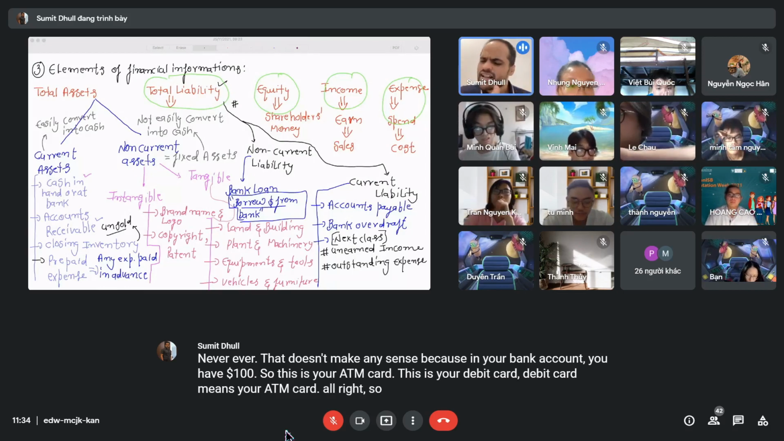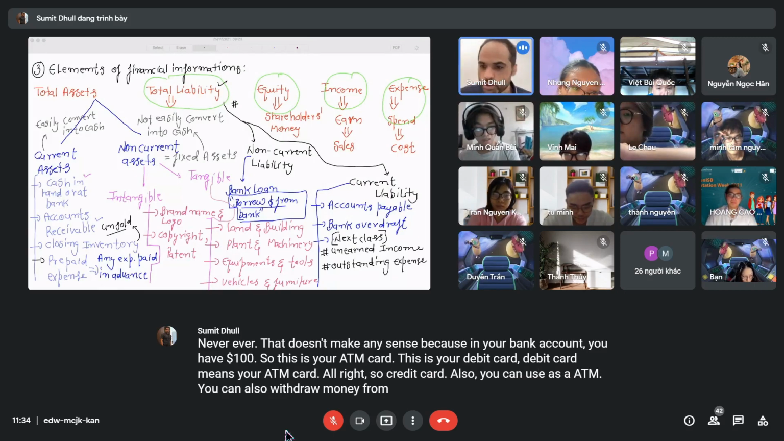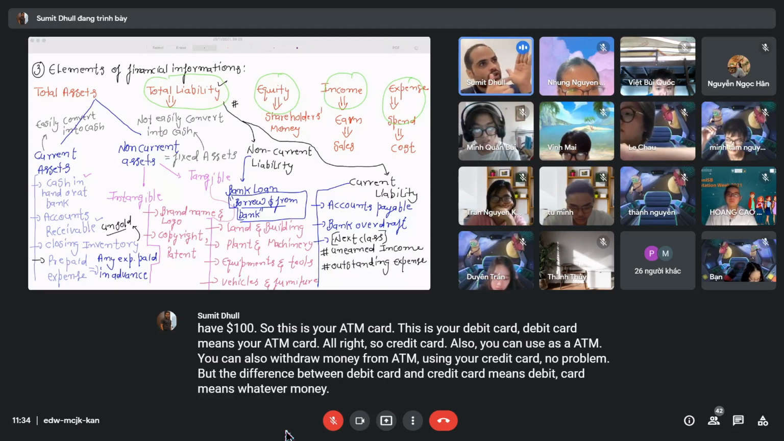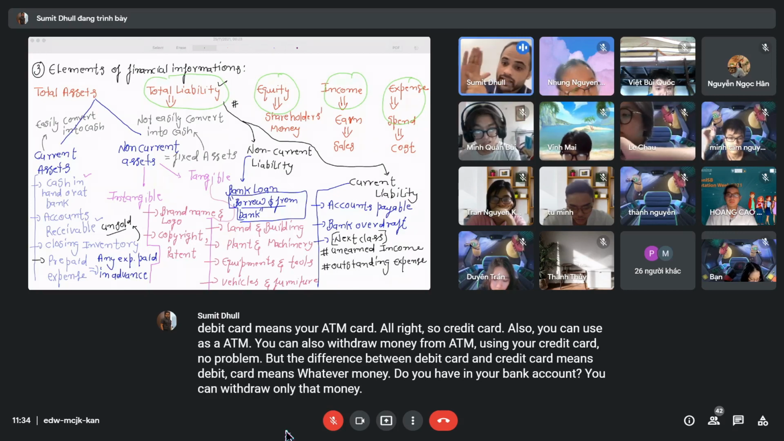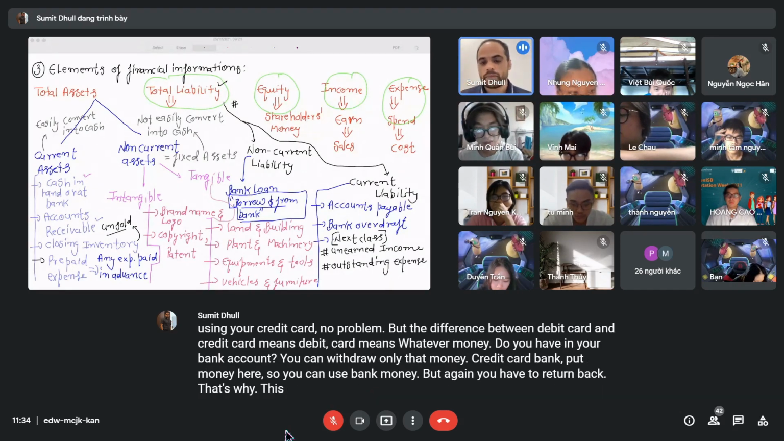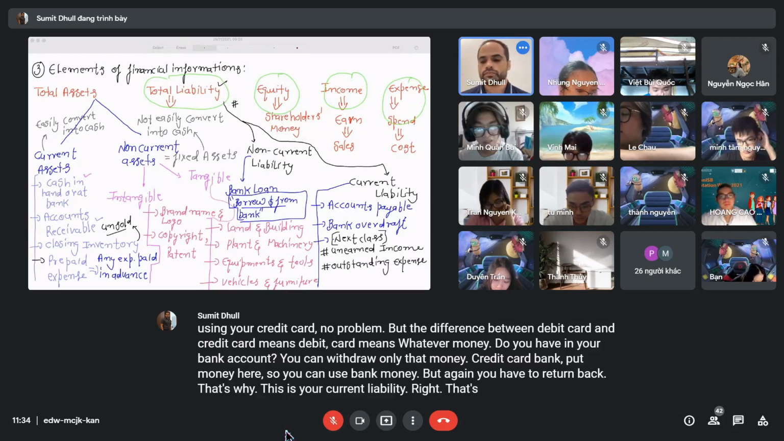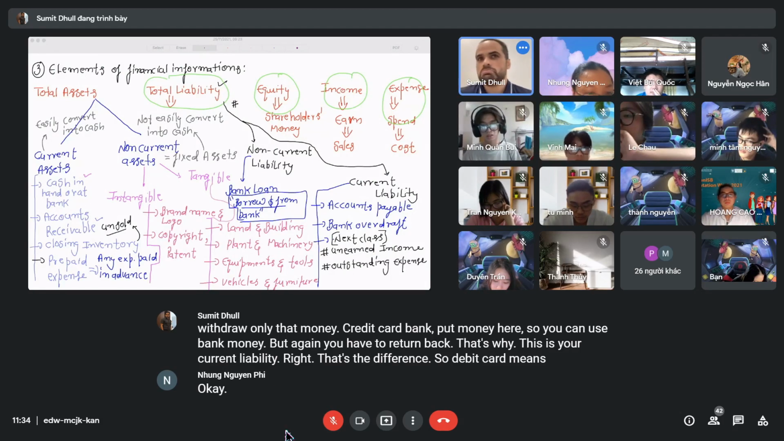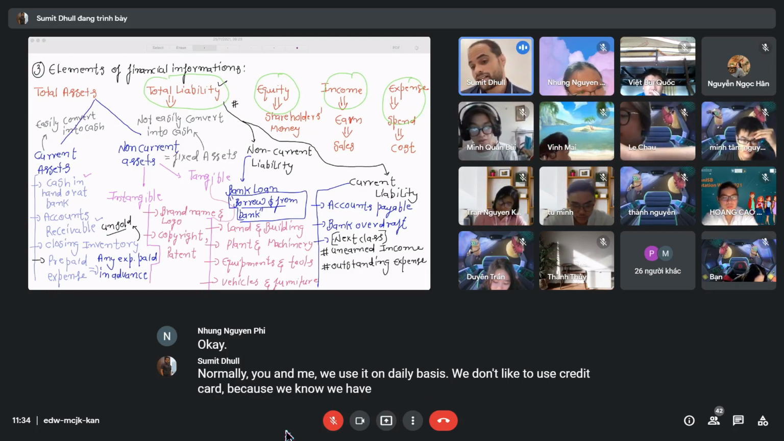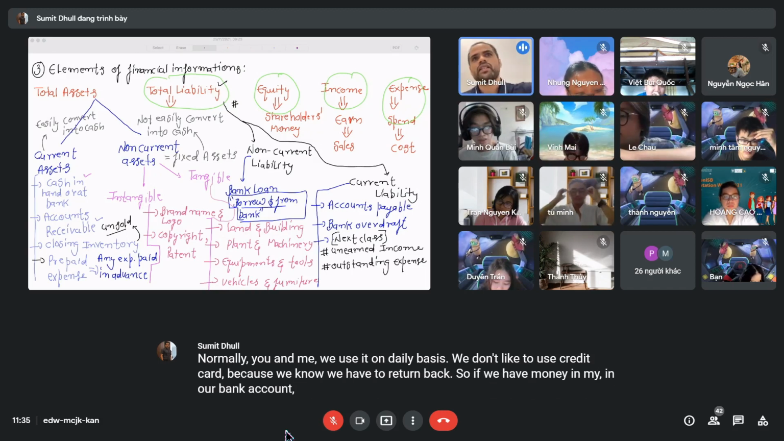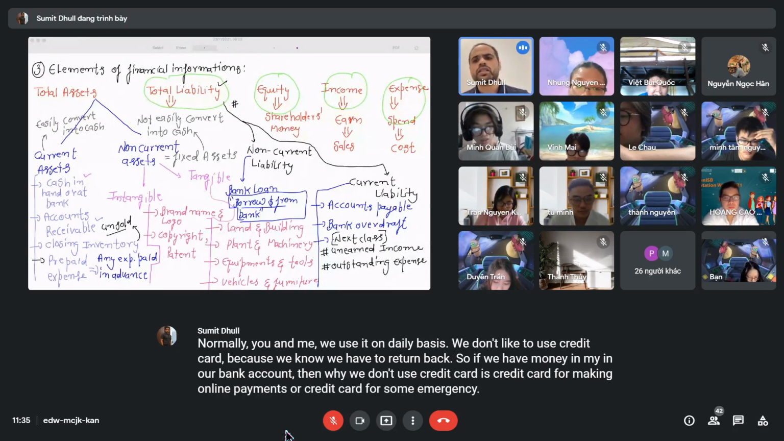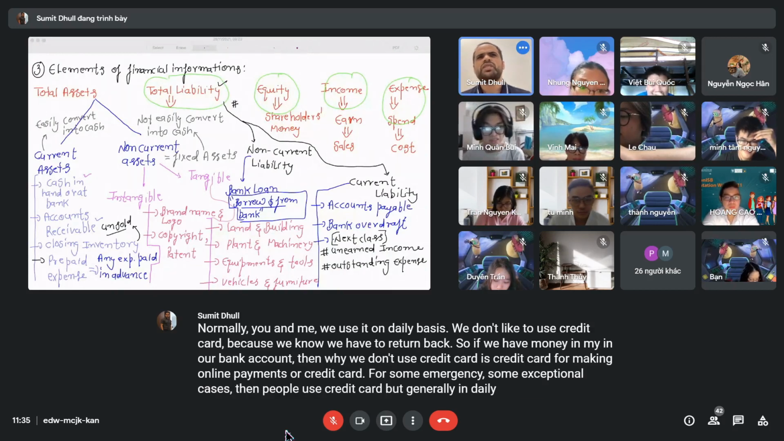All right. So credit card you can also use as an ATM. You can also withdraw money from an ATM using your credit card, no problem. But the difference is that with a debit card, whatever money you have in your bank account, you can withdraw only that money. With a credit card, the bank puts money here. So you can use the bank's money, but again, you have to return it back. That's why this is your current liability, right? Normally you and me, we use the debit card on a daily basis. We don't like to use a credit card because we know we have to return it. Credit cards are for making online payments or for some emergency or exceptional cases. But generally in daily life, we don't use a credit card, right?